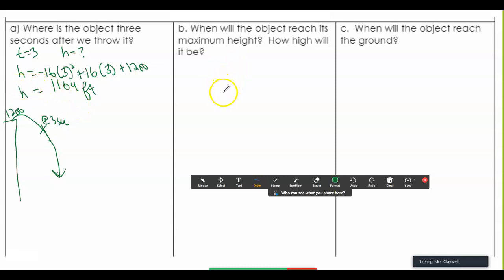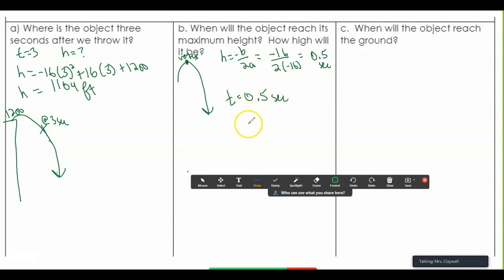Part B asks us when will the object reach its maximum height? How high will it be? So if I think about this shape, I have a shape like this. I want the vertex. Last lesson we learned how to find the vertex. So that's t equals negative b over 2a. So that's negative 16, and my a is 2 times negative 16. So I reach my max height at 0.5 seconds. And then I want to plug that in. So t equals 0.5. I want to now know my height by plugging in that half a second.